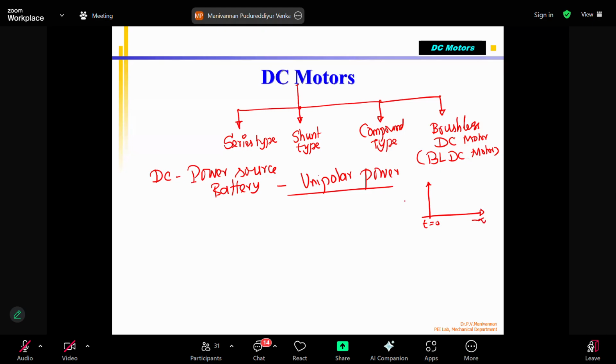If I plot the voltage of a battery, V DC or V battery, without connecting to any load, you will see a constant voltage with respect to time. The voltage remains constant. For example, a lead acid battery used in a car, a 12-volt battery, will be 12 volts. We generally represent the battery with this plus-minus symbol, and these are called terminals, one positive and one negative.